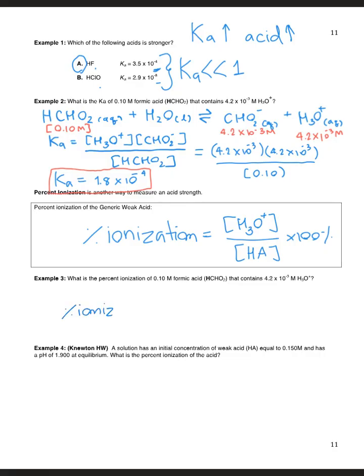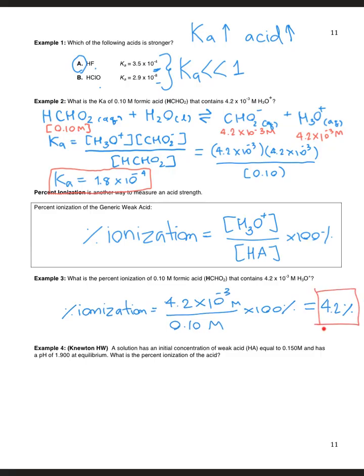we will use the concentration of hydronium ion divided by the concentration of weak acid, then multiply by 100, equal to 4.2%. This number tells us that for every 100% of weak acid, only 4.2% dissociates.